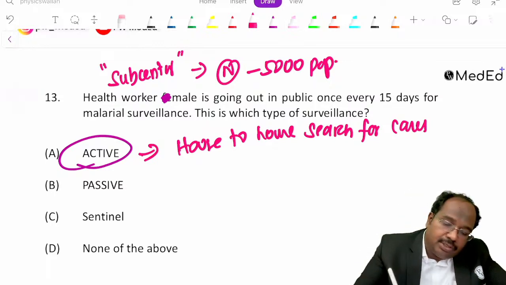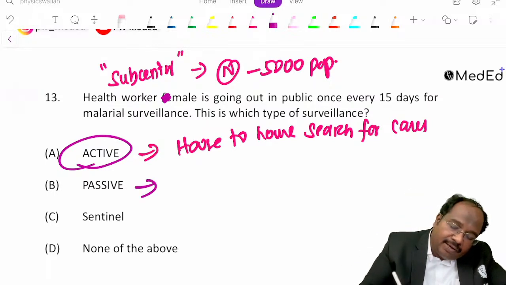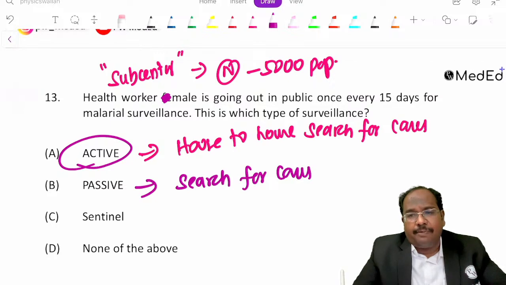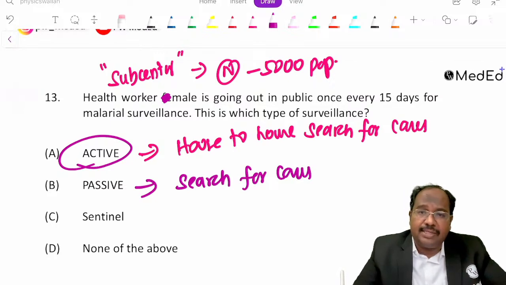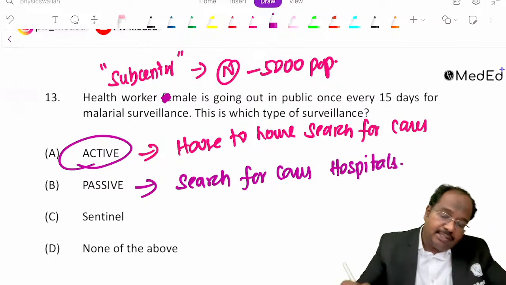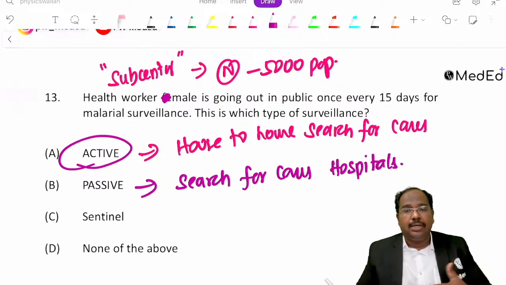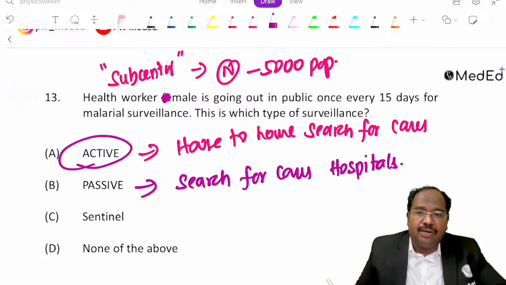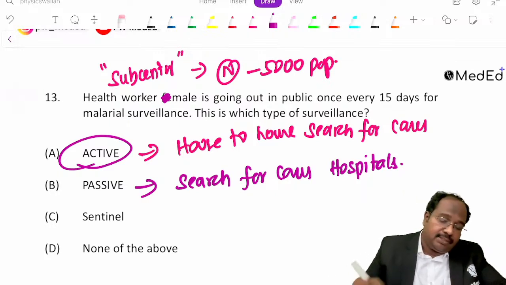What is passive surveillance? Search for cases: the patients are coming to the hospital, and we search for cases in the hospitals. So that is passive surveillance. People are coming to us, and among them we search for cases. COVID we do now as passive surveillance. During peak time, health workers went house to house searching for COVID cases.